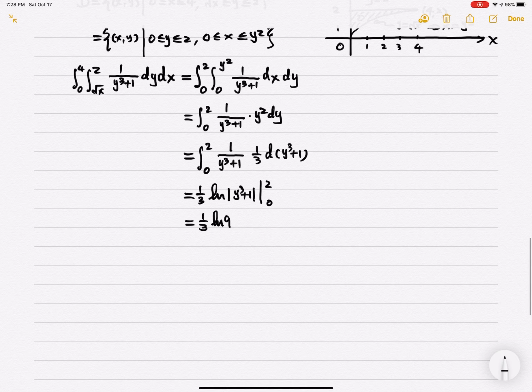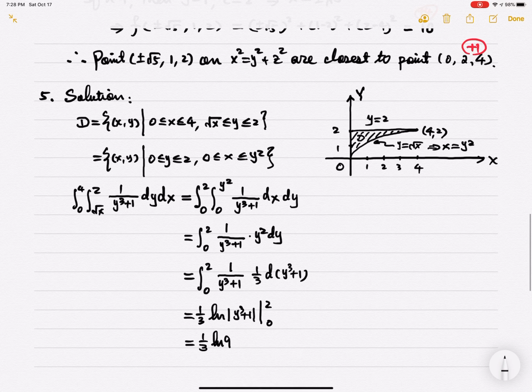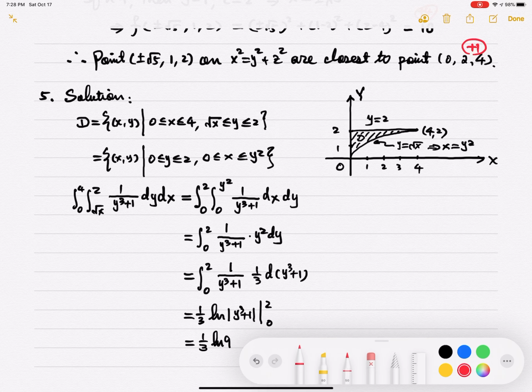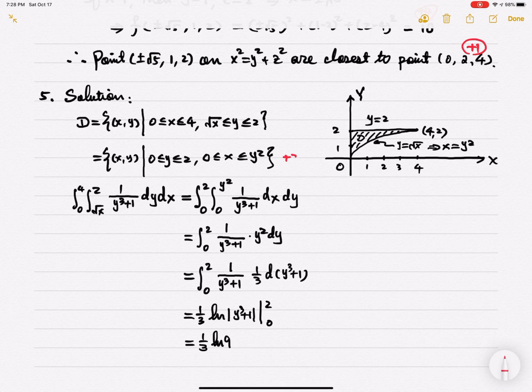So this is problem number 5. Okay, number 5, if you look at the partial credits, I will give 3 points for this one, and then 3 points for the region. And now we say, well, change the order, 2 points, and then here, evaluate 4 points. So total is 12 points.